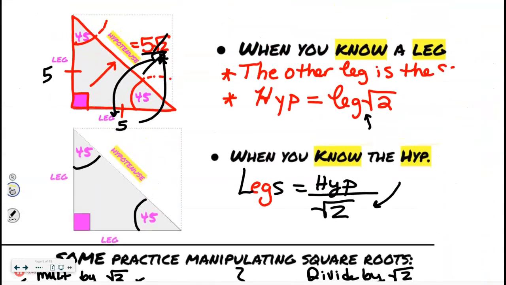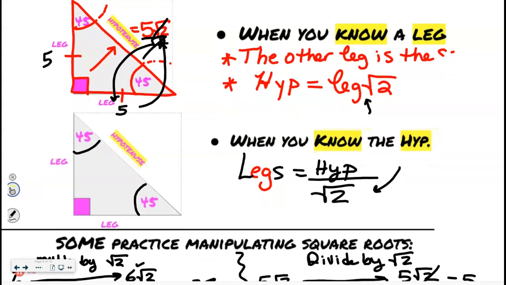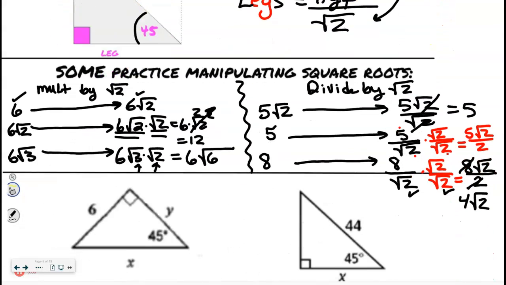So we are going to have 2 situations. Number 1, where you know the leg. Number 2, when you know the hypotenuse. We'll eventually have to get those on our note card.